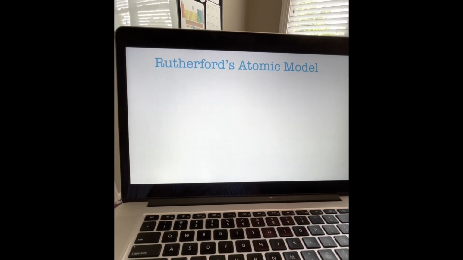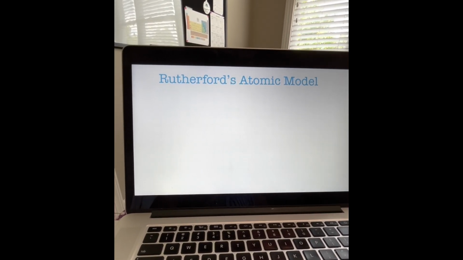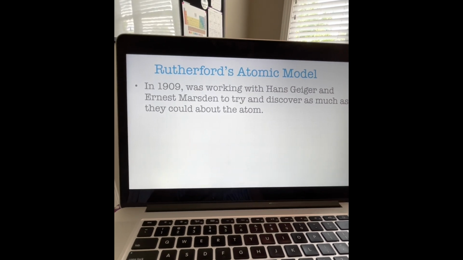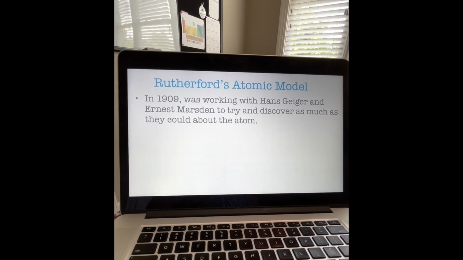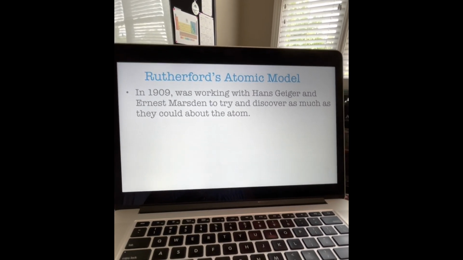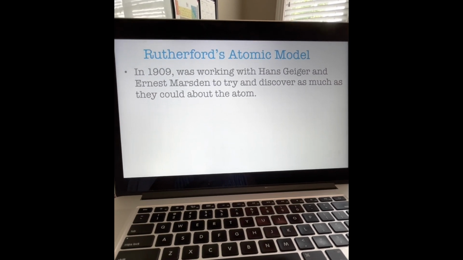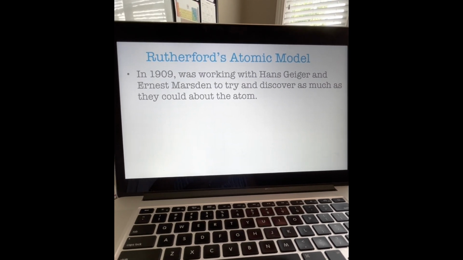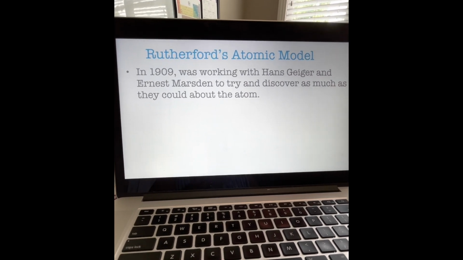By 1909, Rutherford was working with two assistants, Hans Geiger and Ernest Marsden. They created a clever experiment to see what they could discover about the atom. Remember, when developing an experiment, you want to be able to accurately test your predictions. In this case, Rutherford was working from Thomson's plum pudding model of the atom.